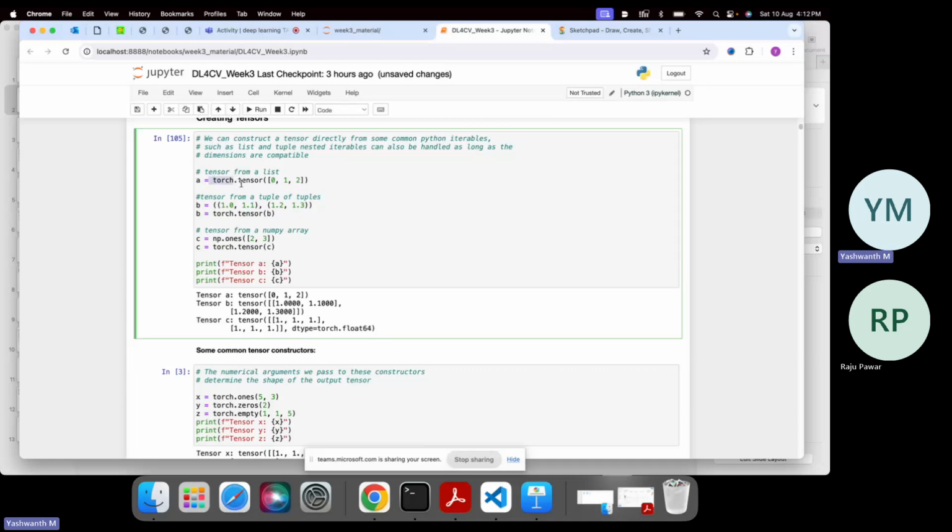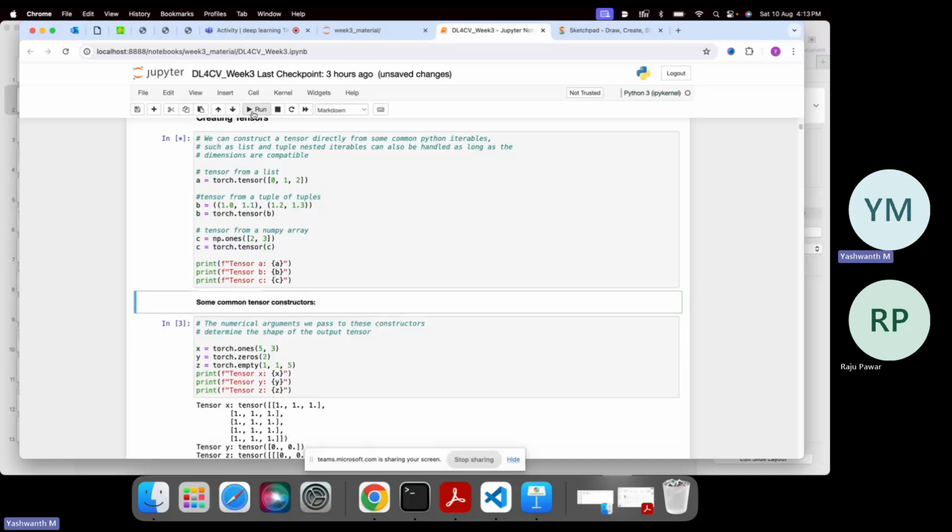If you want to create a torch tensor from a list, you can do torch.tensor of that list name, and it will be converted to a tensor. Even from tuples you can convert to a tensor. And a NumPy array can also be converted to a tensor by using torch.tensor.